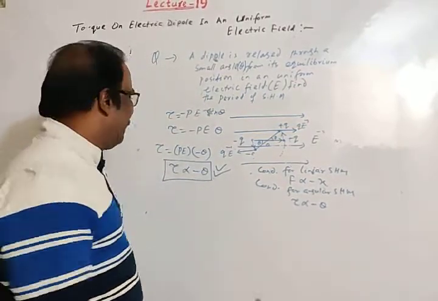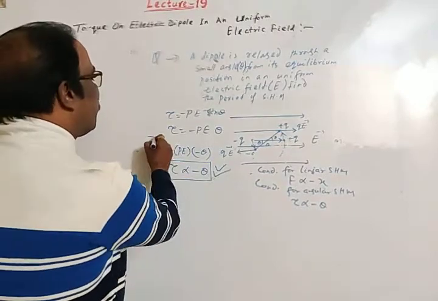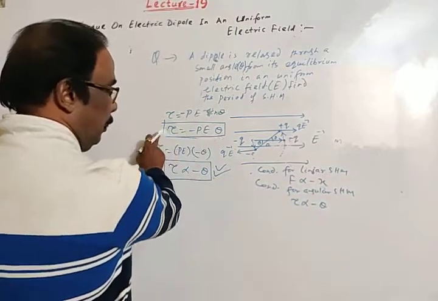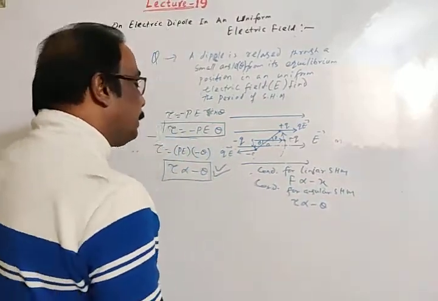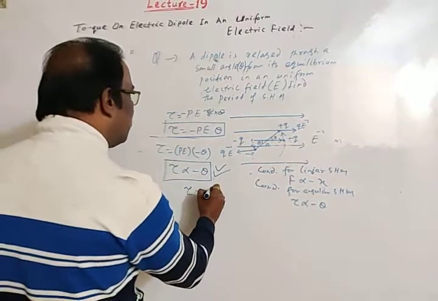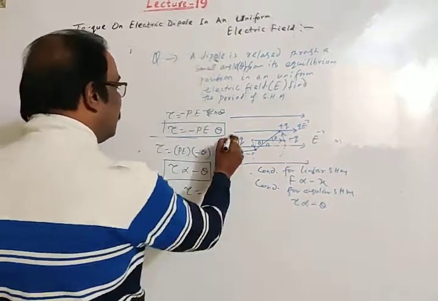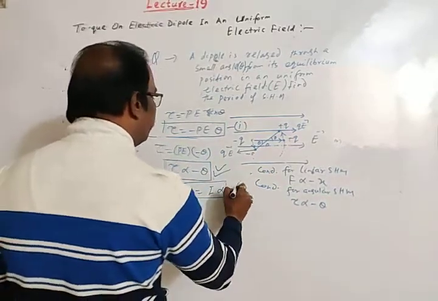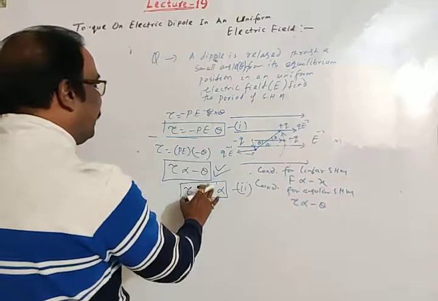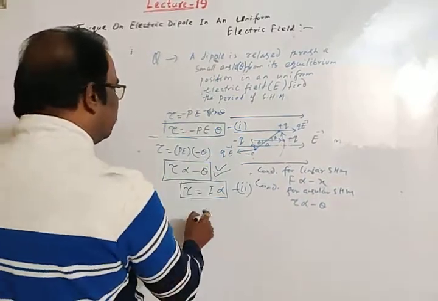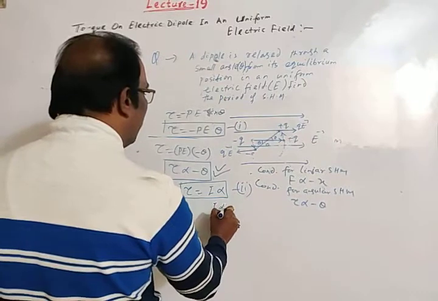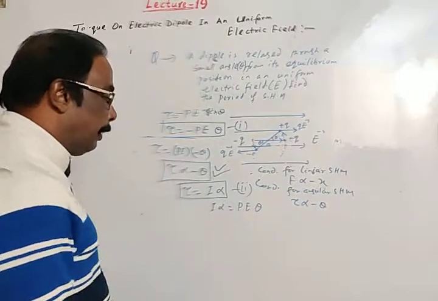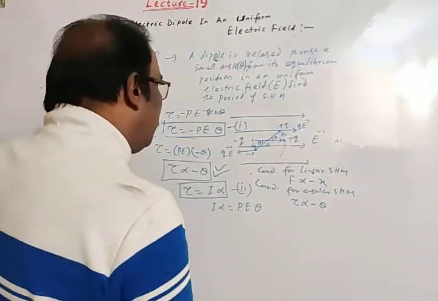Now it is easier. We have got this formula for torque, this is equation 1. Then also you know torque is equal to I alpha, this is equation 2. Now equating equations 1 and 2: I alpha is equal to PE into theta.